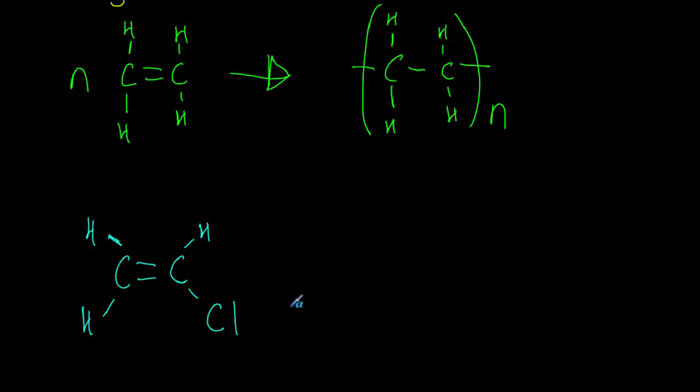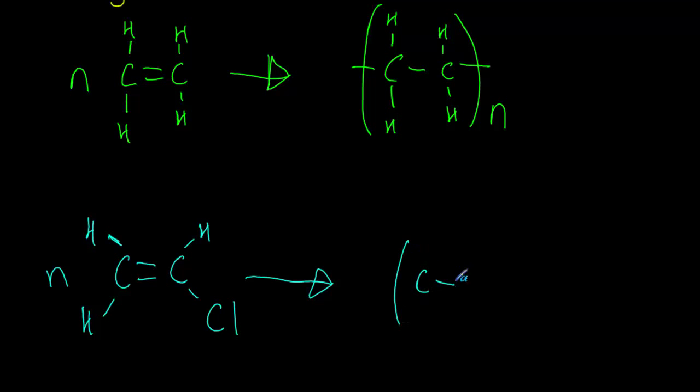Now, if we bound this together n times, so n lots of these, we are not going to get just what we had up here with carbons and hydrogens. There is going to be a chlorine. But remember, the chlorine is only going to be on every other carbon, because this carbon here doesn't have any chlorines on it. So the chlorine is going to be on every other carbon, so we have to show the entire monomer in order to make it clear.